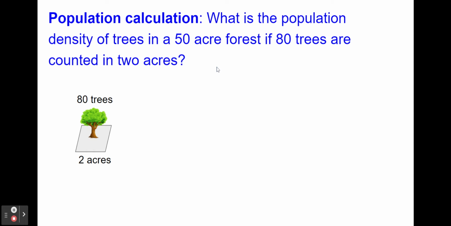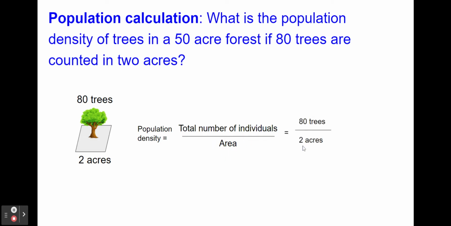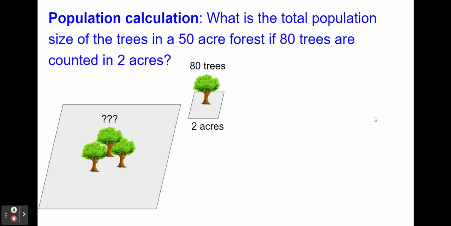What is the population density of trees in a 50-acre forest if 80 trees are counted in 2 acres? This is a population density calculation. Here's our formula: total number of individuals divided by the area that they're in. Well, there are 80 trees in 2 acres. So 80 trees divided by 2 acres is 40 trees per acre. And that's our answer. Next question.